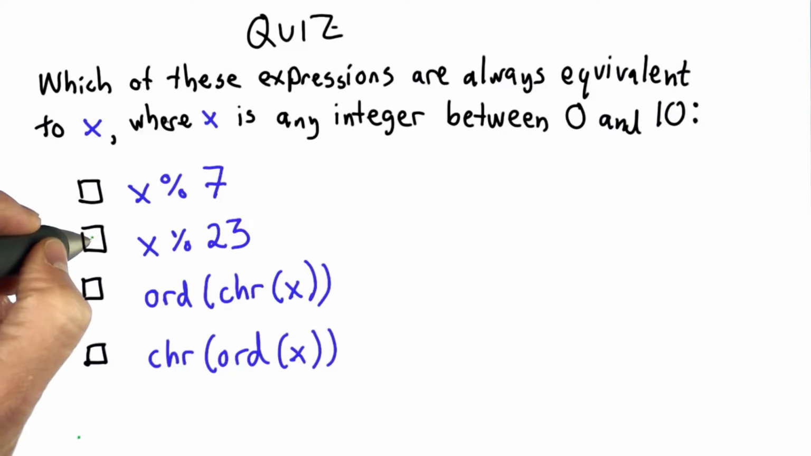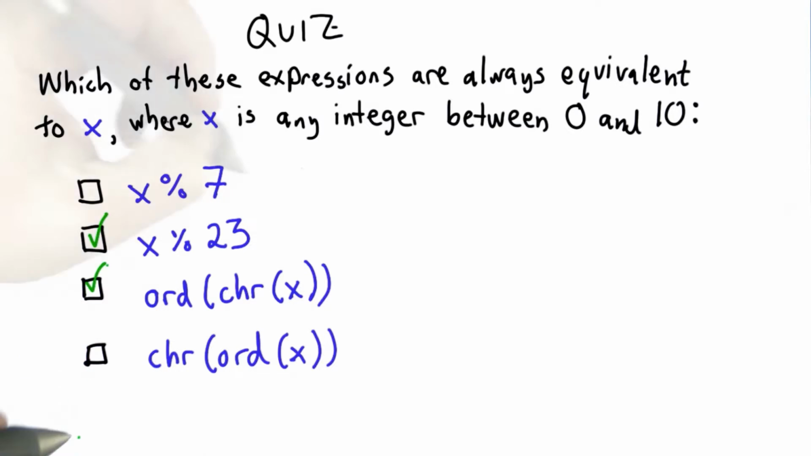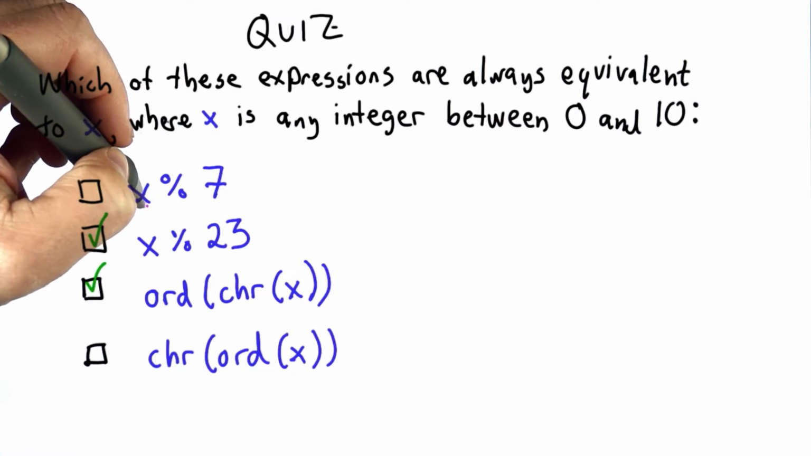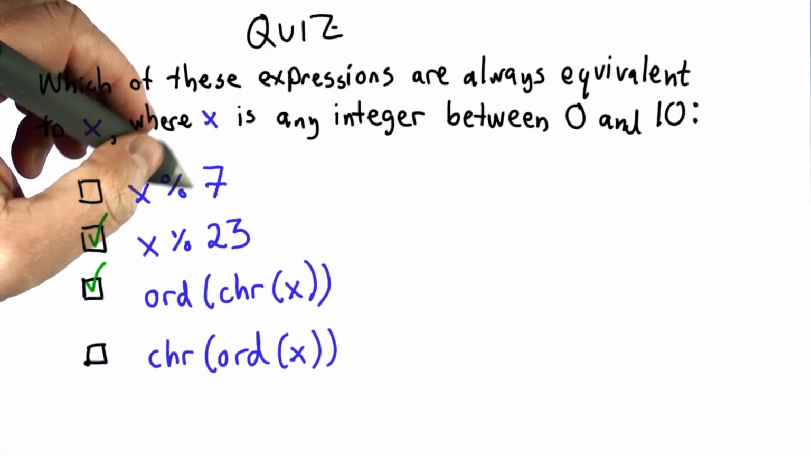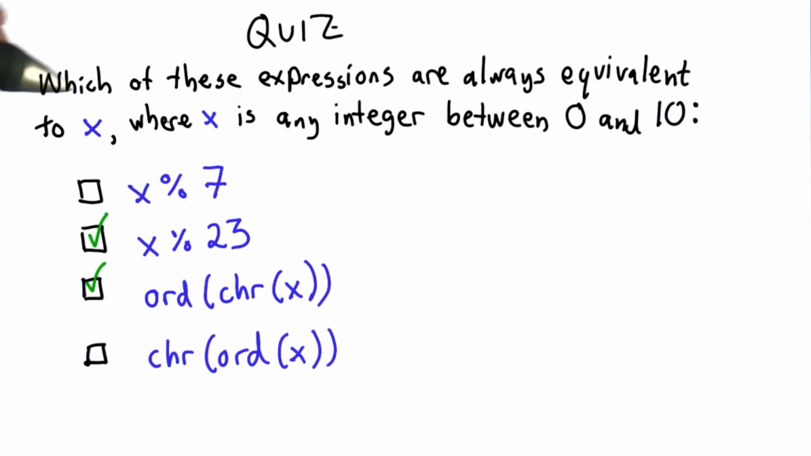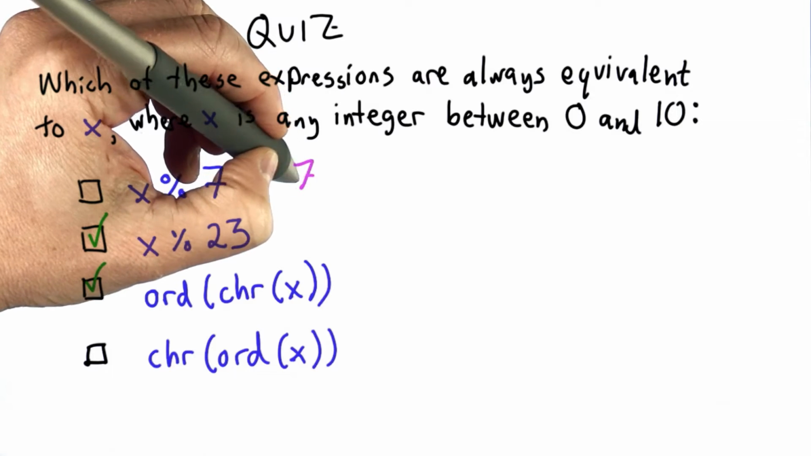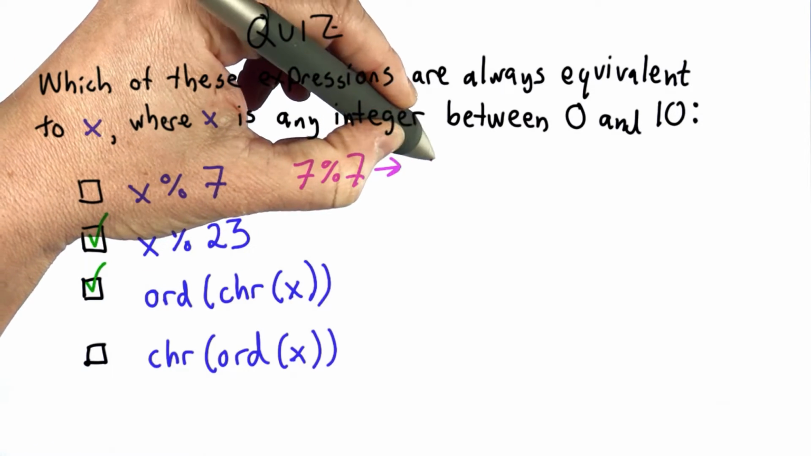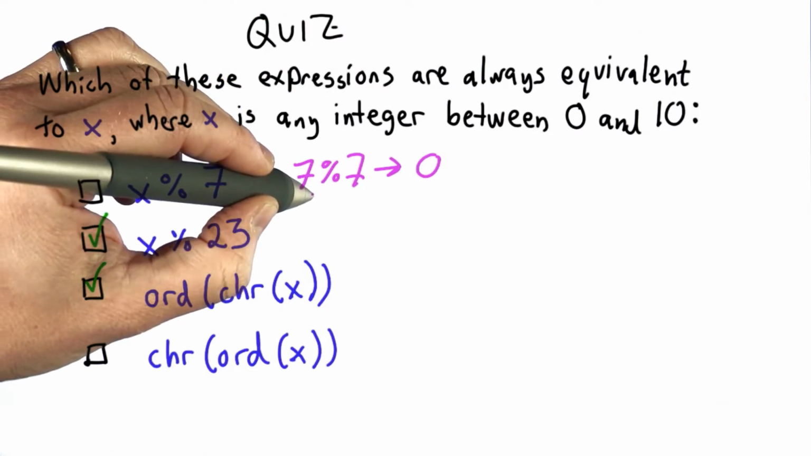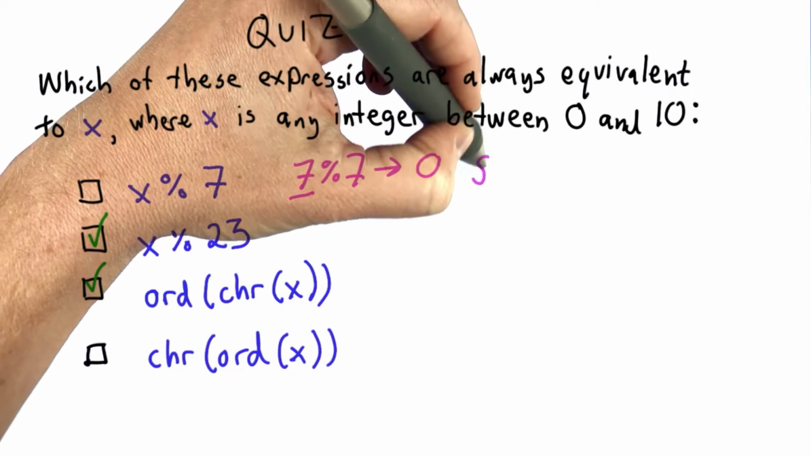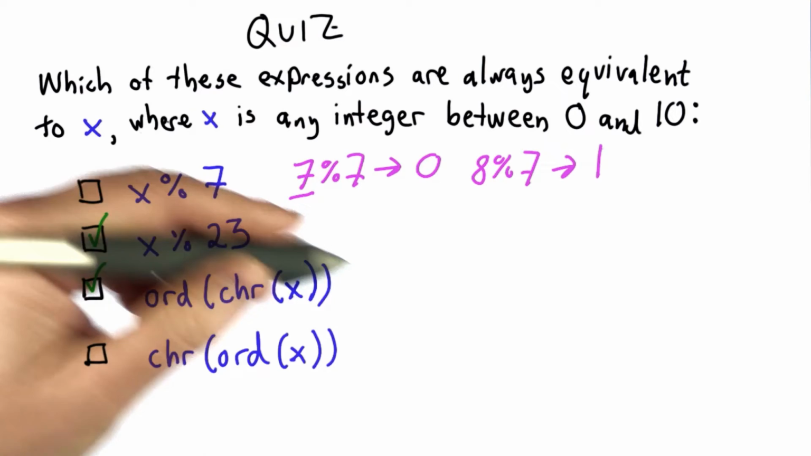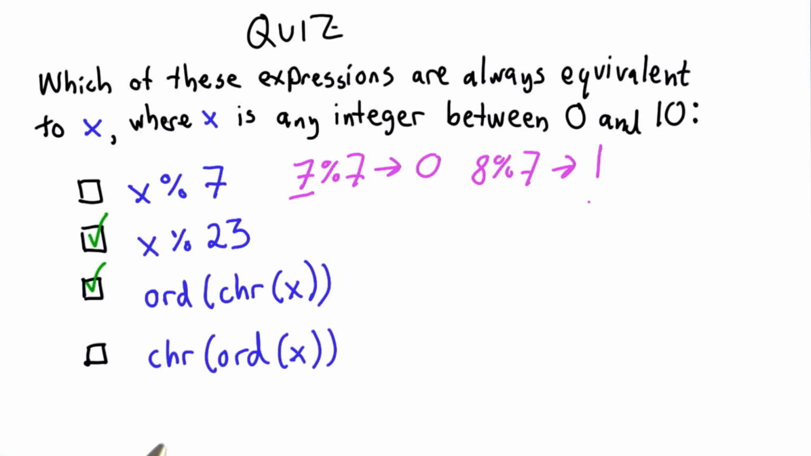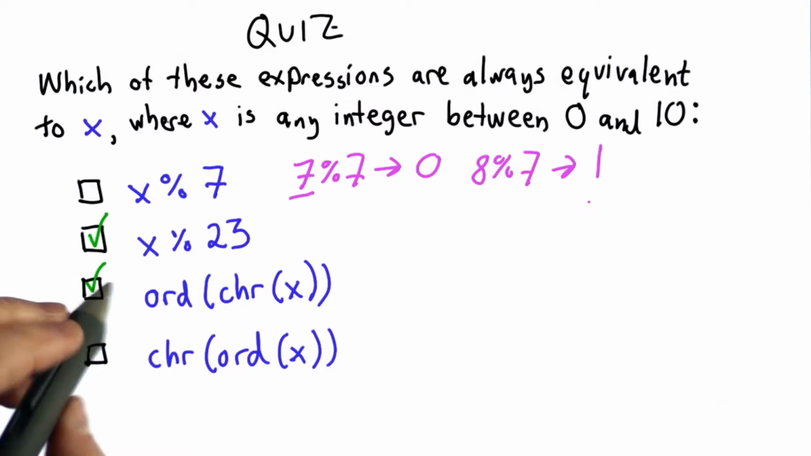So the answer is only the second and the third are equivalent. This is a little surprising. This was kind of a tricky question. So the reason the first one is not: if x is 7 or greater, well then 7 mod 7 has the value 0. That's not the same as the x that we started with. And that's the case also if we have 8. 8 modulo 7 has the value 1, which is different from what we started with.